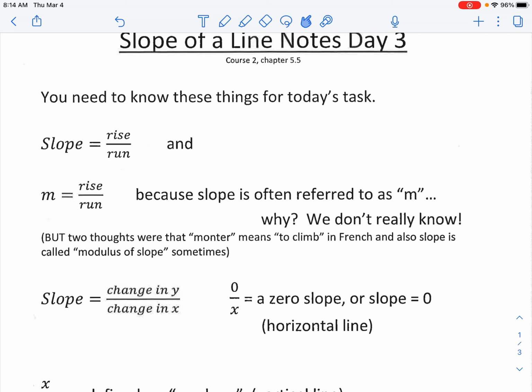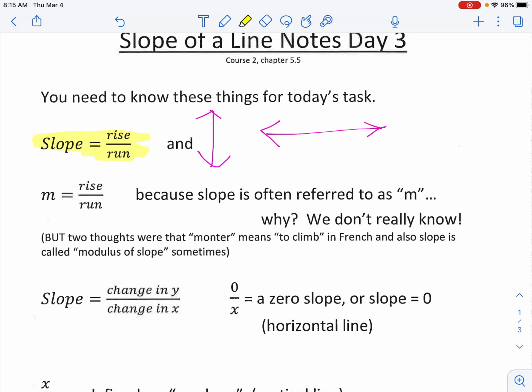All right, moving on to day 3 of slope. You need to know these things for today's task. The most important thing that you guys can remember is slope is equal to the rise over the run. So what that means is how far up or how far down is your line going? And then how far to the right or how far to the left is the next point on your graph.